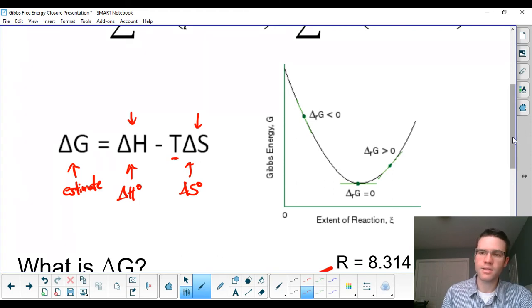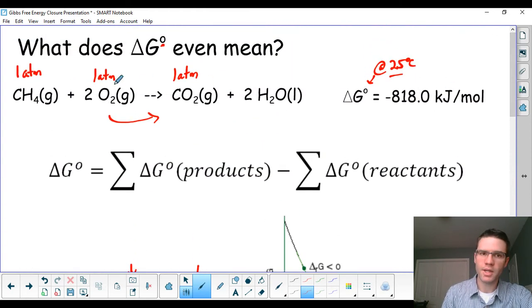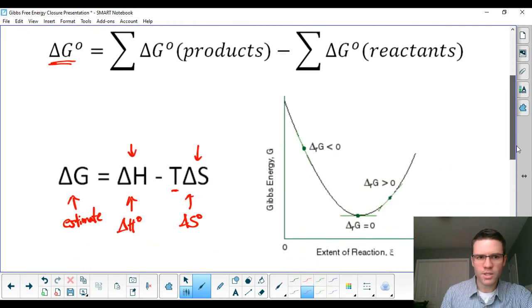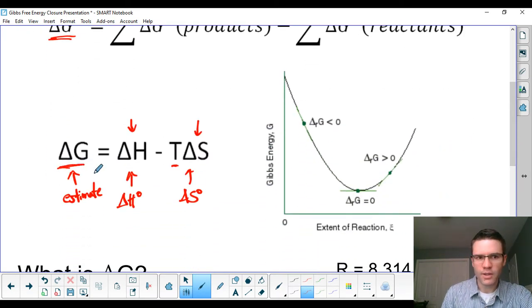So all that is saying is we can have different temperatures here and get a different number for our Gibbs free energy if we're not at 25 degrees Celsius. So that's the difference between this equation and this equation. They're just for calculating Gibbs free energy at different temperatures for the same chemical reaction.